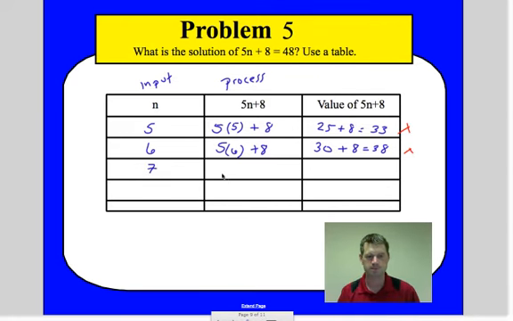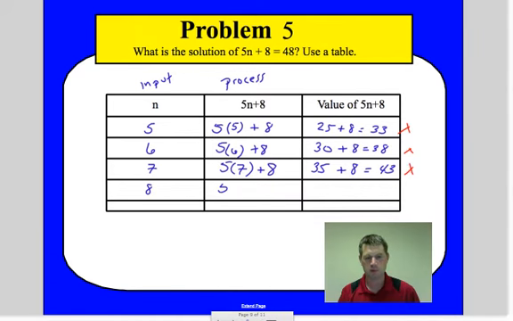But we're getting closer, so we're going to go on. We pick 7, 5 times 7, which would be our n in the process column. 5 times 7 makes 35, and then we add 8. That's going to give us 43. And again, still too low. So hopefully that means this next one's going to work.